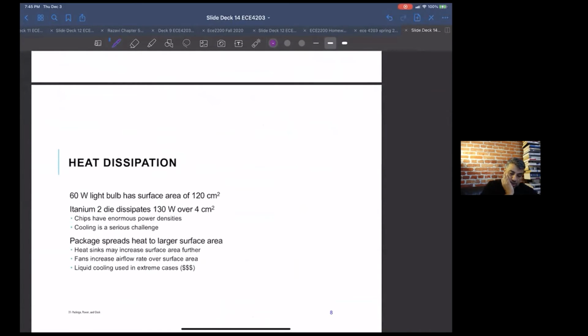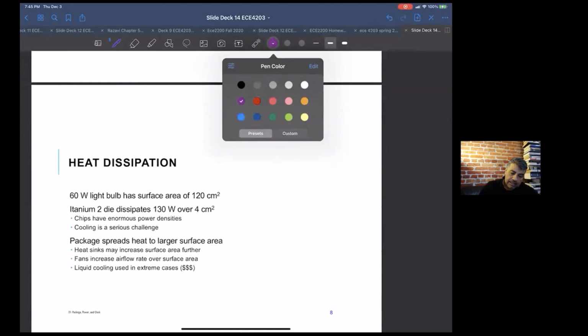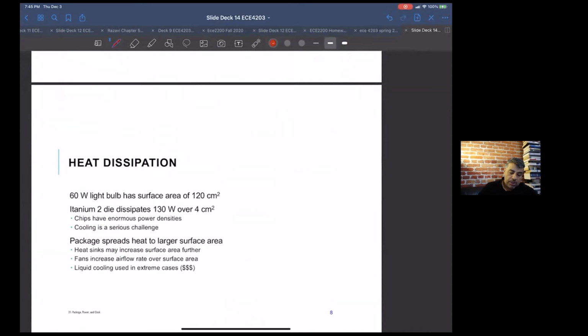And this is an example from your book that I think we talked about in our very first lecture. It talks about a 60-watt light bulb having... Oh, that's the area, I'm sorry. So it's saying a light bulb that you touch and it's too hot to touch has a surface area, I guess, 30 times that of a chip, which is an Itanium 2. God knows, this is so old, probably a 15 or 20-year-old chip. So this silicon chip has twice as much power over 30 times smaller area.